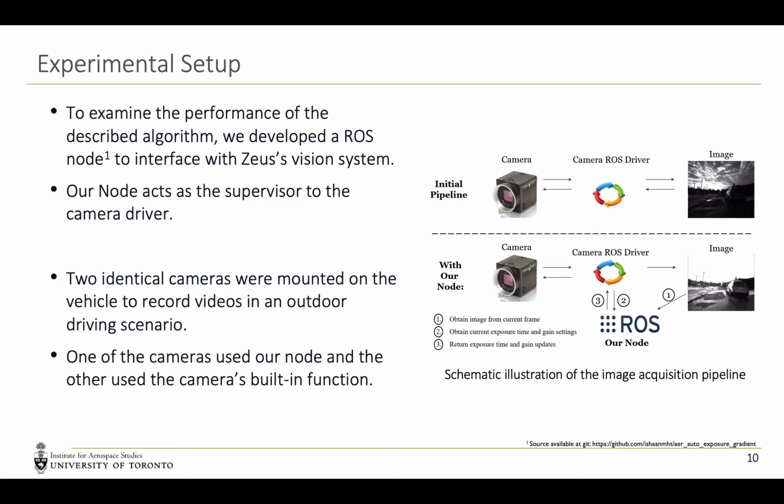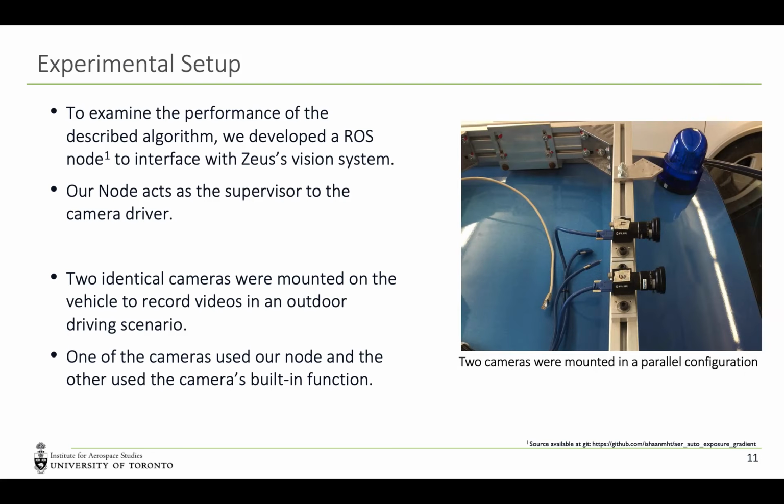In order to validate the performance of the algorithm, we developed a ROS node to interface with the vision system of ZS. Our node acts as a supervisor to the camera driver, which provides external control and avoids superimposing additional computational constraints to the image acquisition process. Two identical cameras were mounted on the car in a parallel configuration to record videos in an outdoor driving scene as demonstrated in the image. One of the cameras used our node and the other camera used default auto exposure.